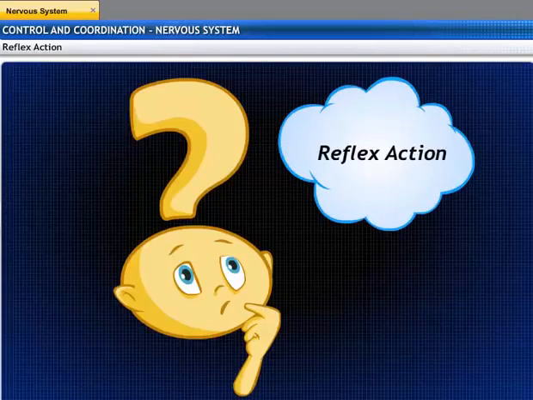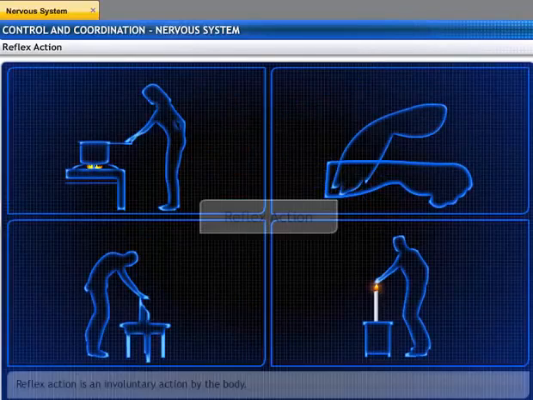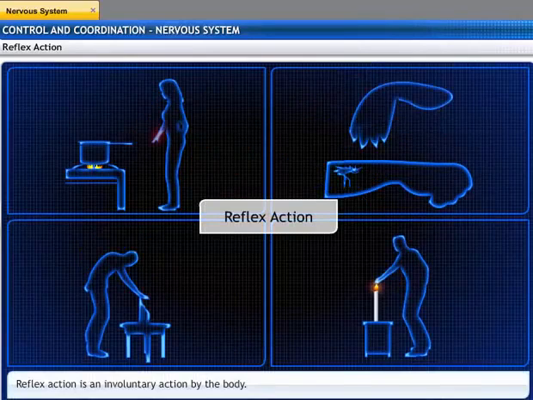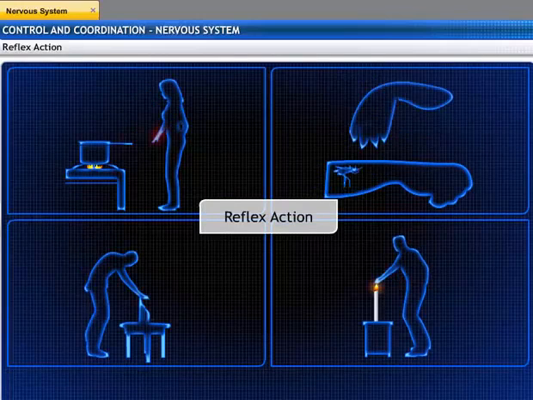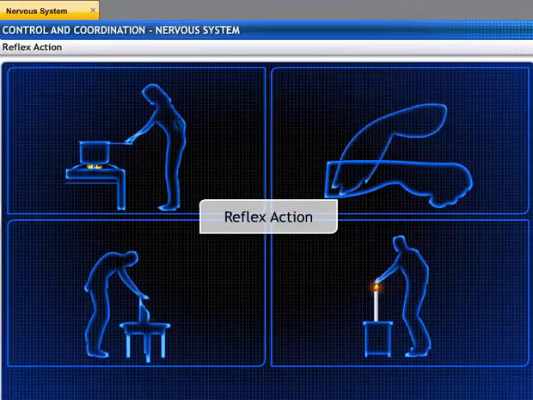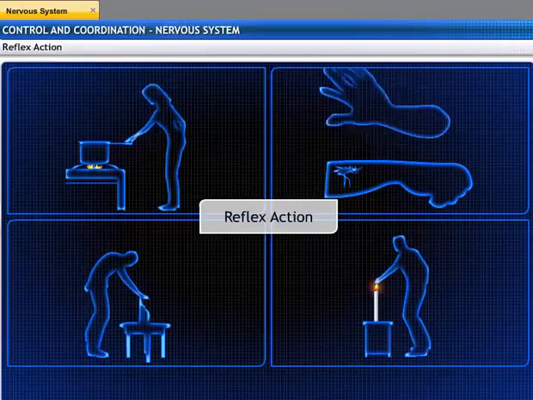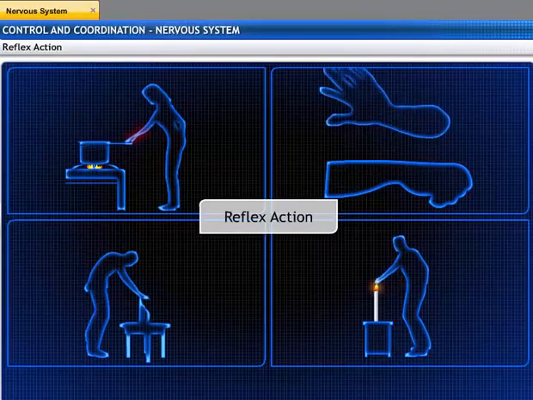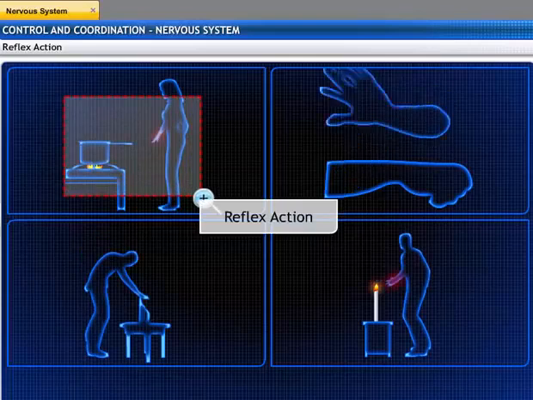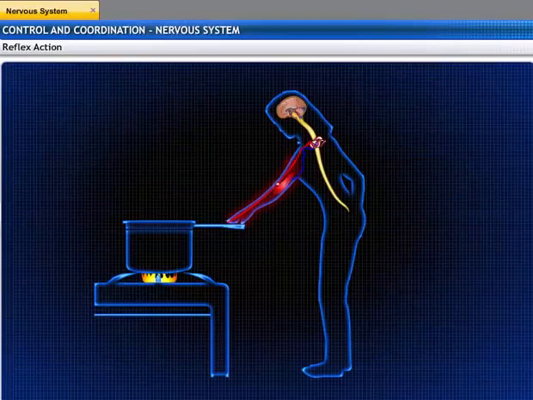Have you heard of the term reflex action? Reflex action is an involuntary action by the body. We use the word reflex to describe a sudden action in response to something in the environment, which is unconsciously done and is not a controlled reaction. So, how do we control and coordinate our hand to move away from the heat?